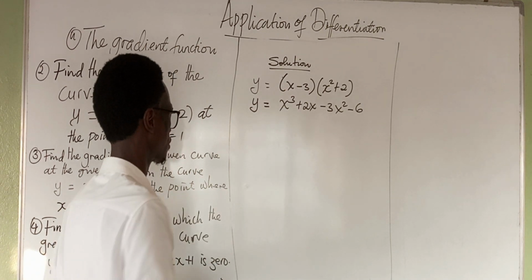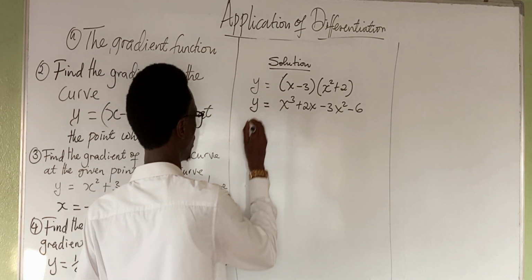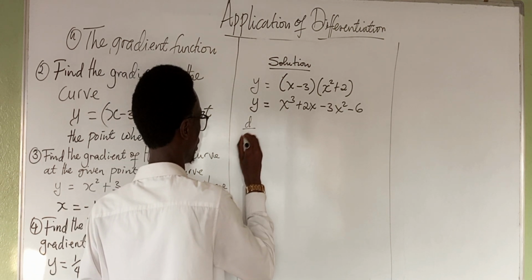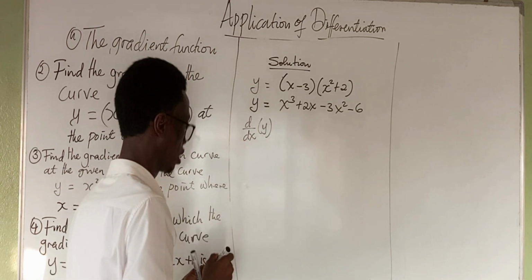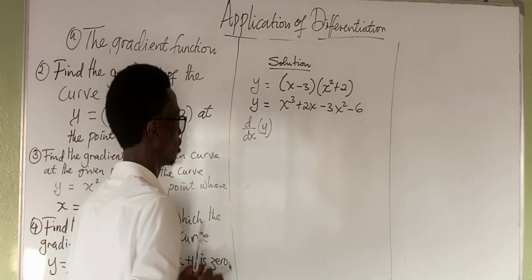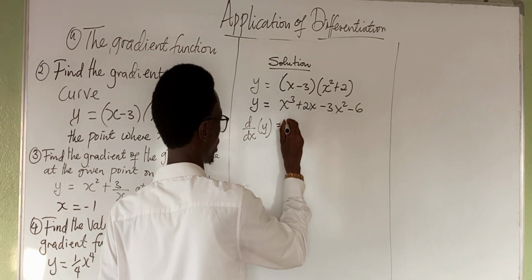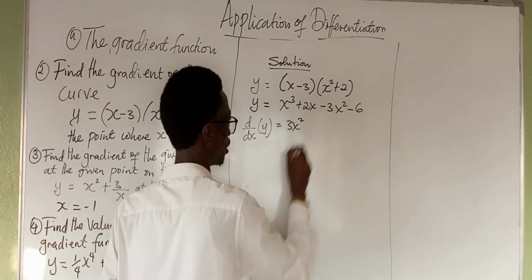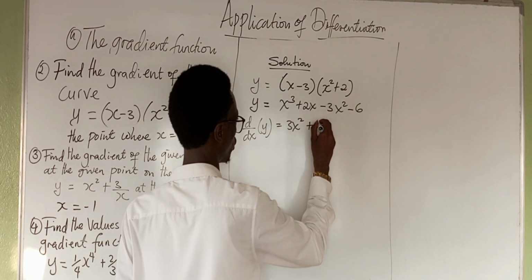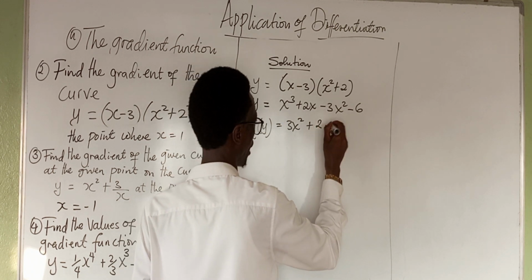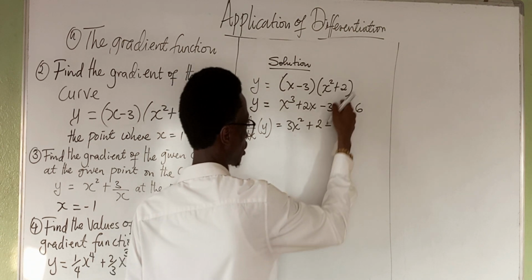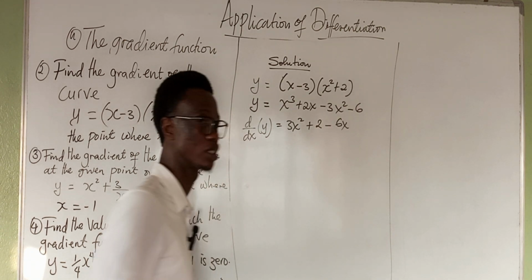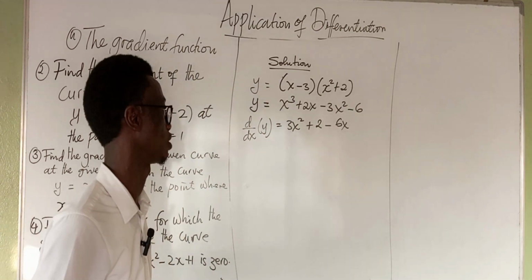Okay, so you are going to have d by dx of y, which is dy dx, equals to, so you differentiate this one gives you 3x squared, plus you differentiate this, you have 2, minus you differentiate this, you have 6x, okay, raised to the power 1. And when you differentiate a constant, you always have 0.